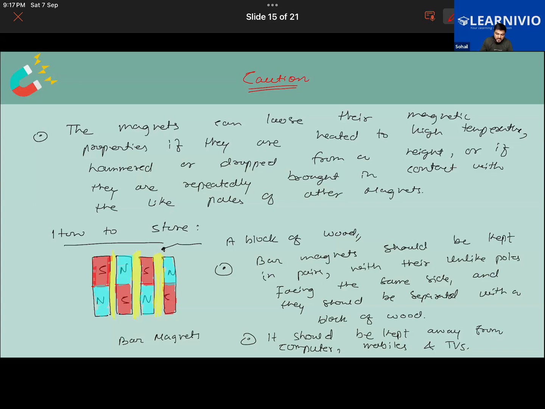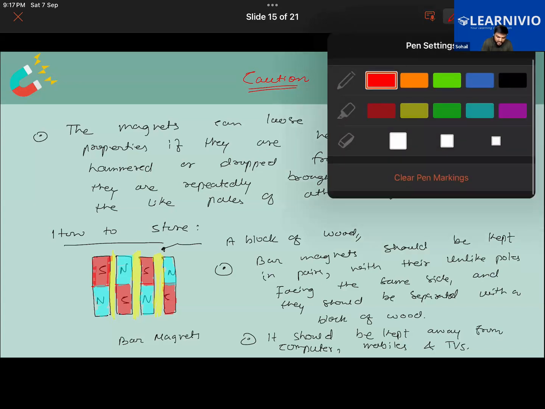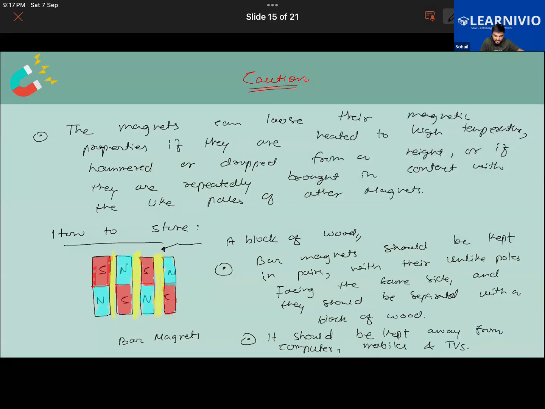Also, it should be kept away from CDs, like compact discs. Or if there's any kind of music system, from that also it should be kept away. Okay, so that is the thing.